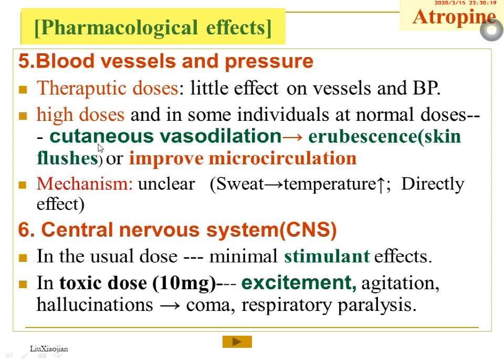This cutaneous vasodilation mechanism is till now not very clear. Because blood vessel contraction or dilation is mainly dominated by the sympathetic nerve through alpha 1 and beta receptors. And the parasympathetic nerve has a very weak effect on the blood vessels, although it can activate M3 to induce vasodilation, M receptor blockers also induce vasodilation, especially cutaneous vasodilation. So because this mechanism is not very clear, it is just a guess.